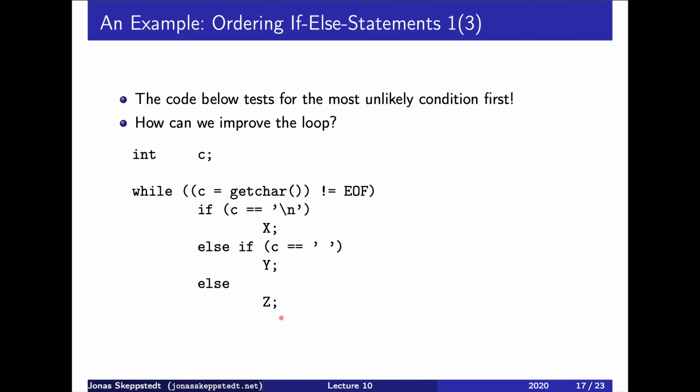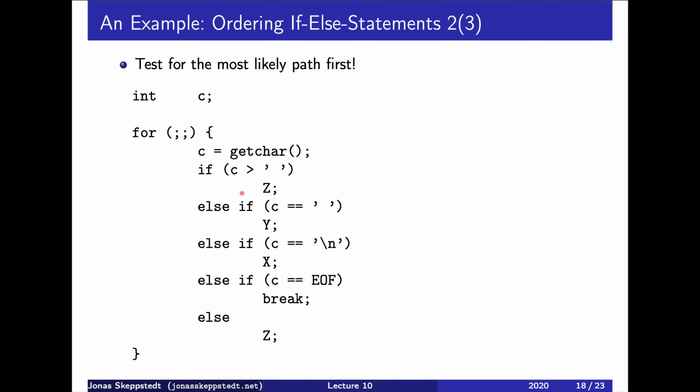We come to this else statement in two situations: either that c is greater than a space character, or that c is not equal to the other characters that we check. So now we do it in the proper order. First check this, and then space, then new line, and lastly end of file. And if it's not end of file, then we do Z as well.